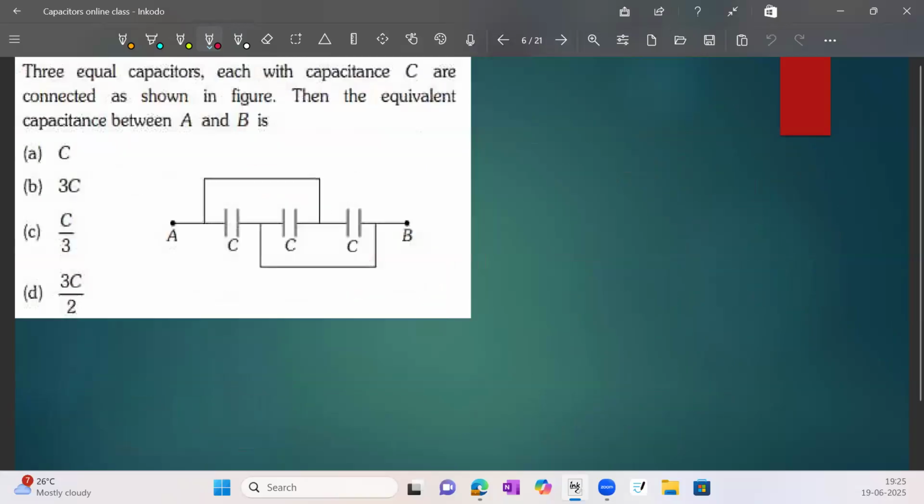Next. See, this is one of the easiest problems. So again, this C will go to here and this C will come to here. Now the equivalent diagram we can write.